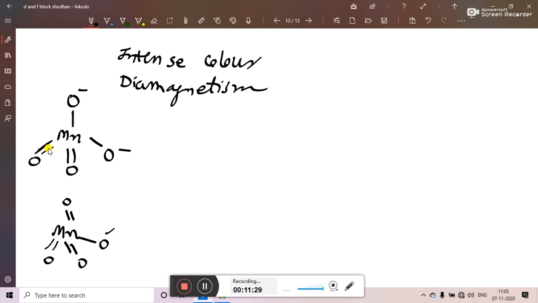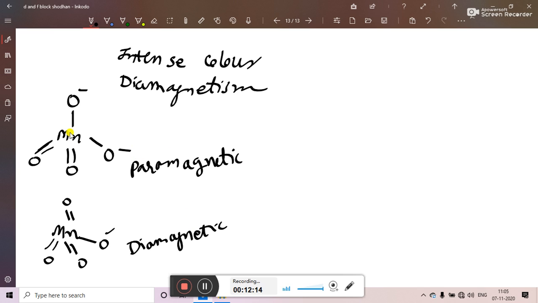between oxygen and manganese by the overlapping of p orbital of oxygen with a d orbital of manganese. The green manganate is paramagnetic. So green colored manganate ion MnO4 2 minus is paramagnetic, because here we will see that in case of manganate ion there is only one unpaired electron, but permanganate is diamagnetic because all electrons are paired and there is an absence of unpaired electron.